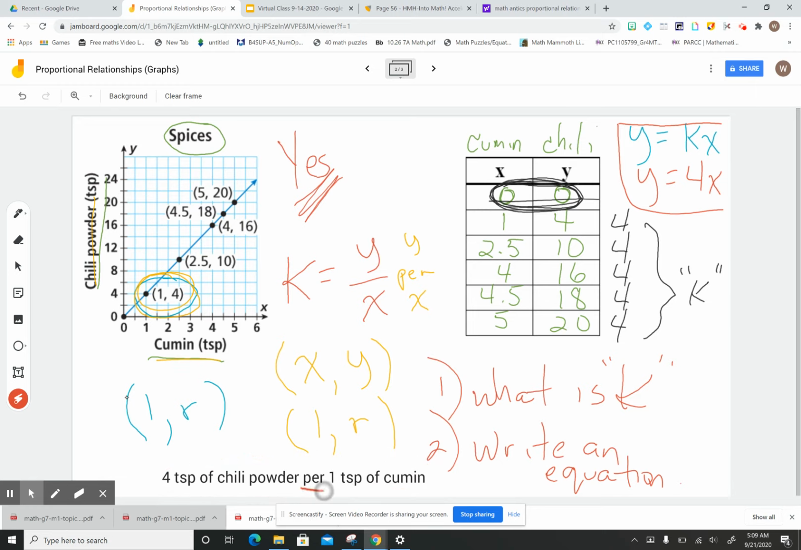And remember, we are using the word per. It's y per x. We labeled x and y for a reason, so that when we have to write our rate, we already know what x represents and what y represents.